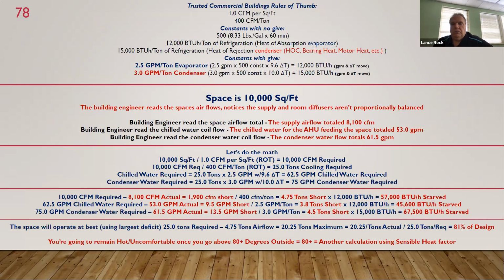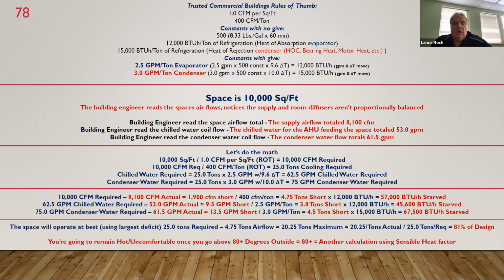This looks ugly. I took the constants from the previous slide and put them up there. I took the facts of the space at 10,000 square feet. Next slide, let's do the math. I take 10,000 divided by 1 CFM per square foot, so we have 10,000 CFM required. 10,000 divided by 400 CFM per ton, we have 25 tons of required cooling. We have then 25 tons times 2.5, we need a total of 62.5 GPM chilled water. 25 tons times 3 GPM for heat of rejection, we need 75 GPM.